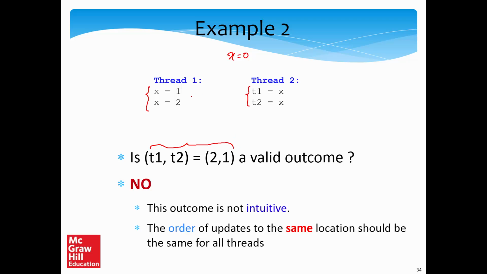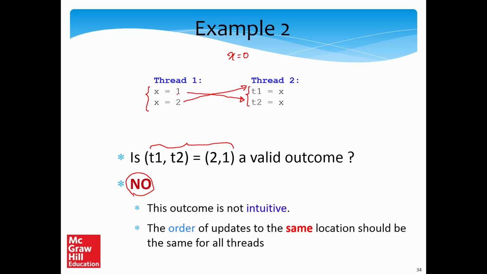Is this valid? If this is valid, this means that this value is being read here and this value is being read here. So in a sense, either the reads are reordered or the writes are reordered. But the first question is, should we even allow this kind of behavior? Is it intuitive? The answer is a clear no. The outcome is not intuitive at all.